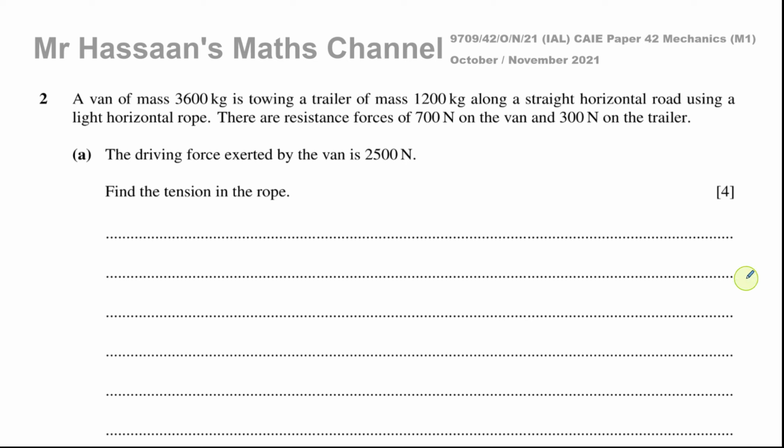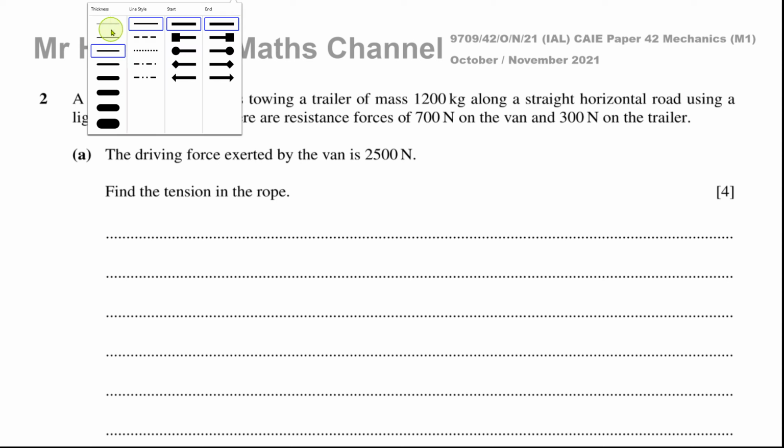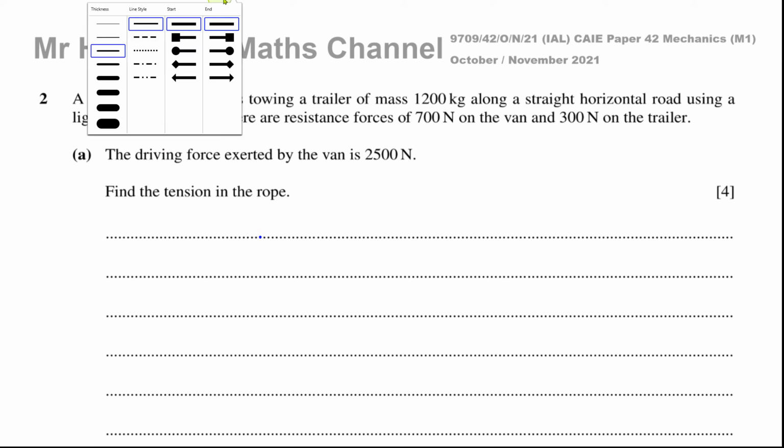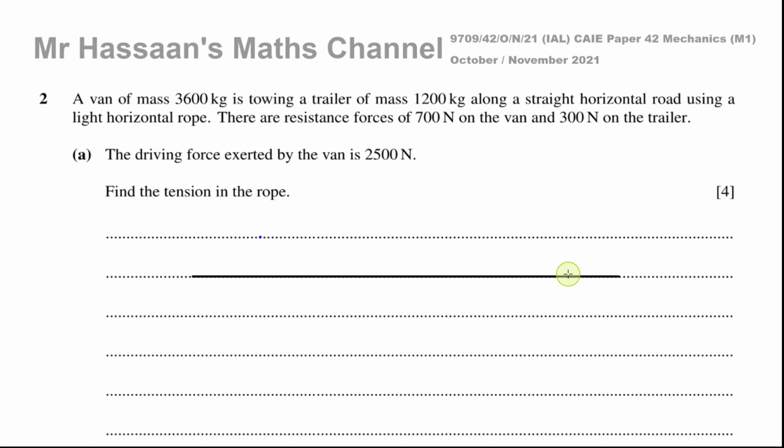Okay, so as usual, what is important is to make a nice clear diagram to picture the situation. It's always something that helps. So making a nice clear diagram is what I'm going to do first. We have a horizontal road. We have a trailer being pulled along by a van. So here's the trailer and here's the van. They're connected by a tow rope.